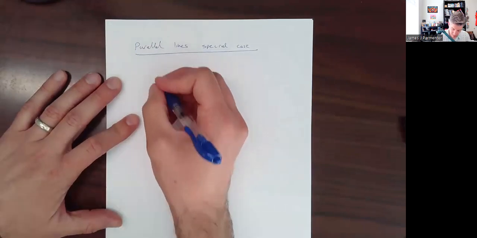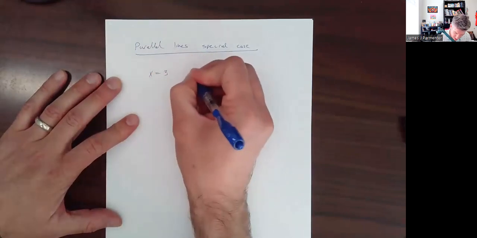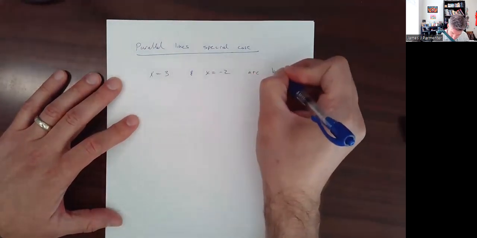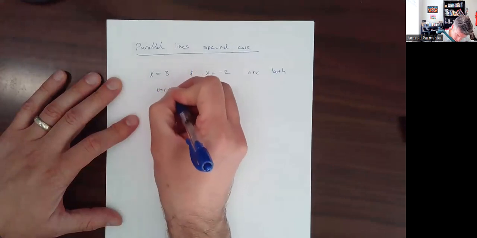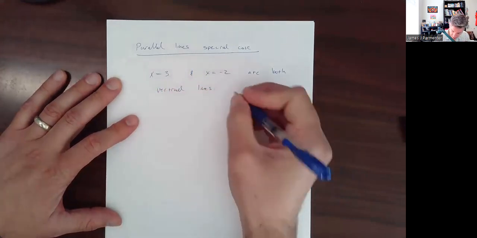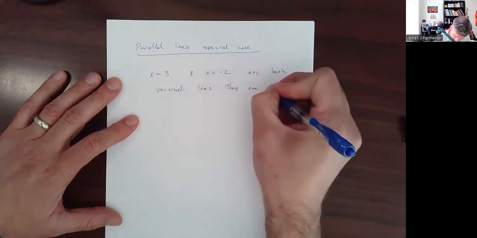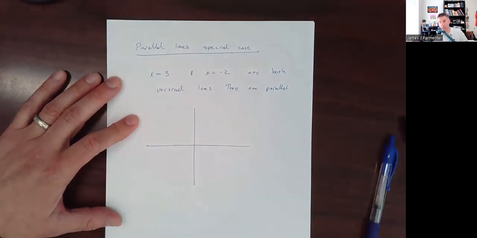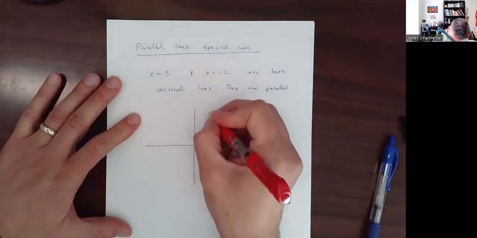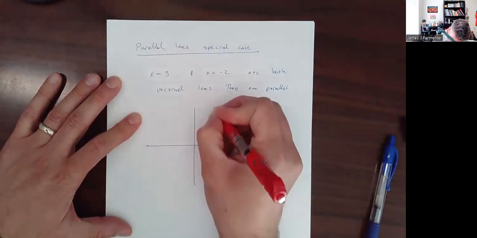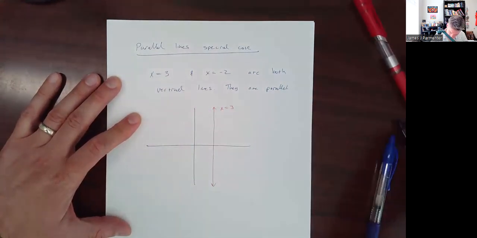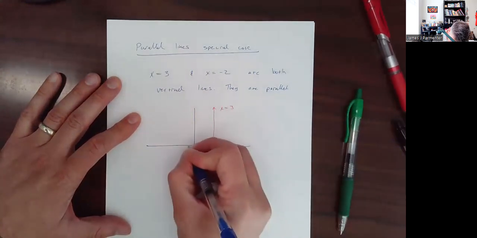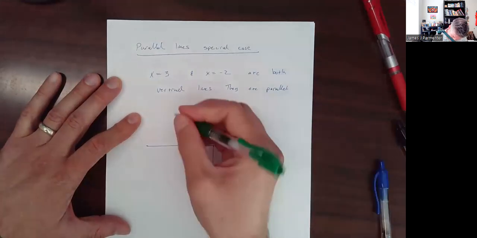These lines are parallel: x equals 3 and x equals -2. They're both vertical lines. They are parallel. If I graph them, I'll do my best job here. Here's x equals 3 over here, and here's x equals -2 over here.